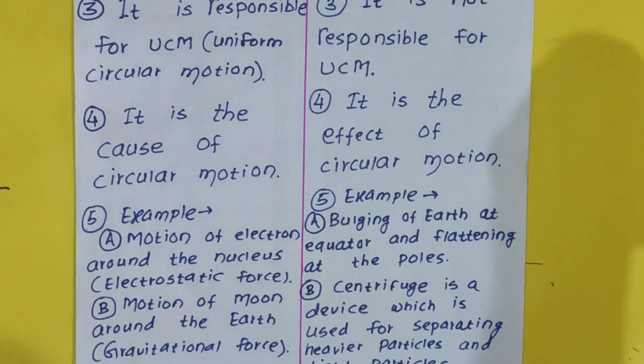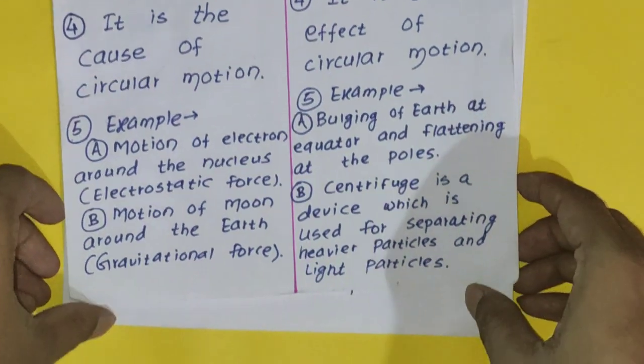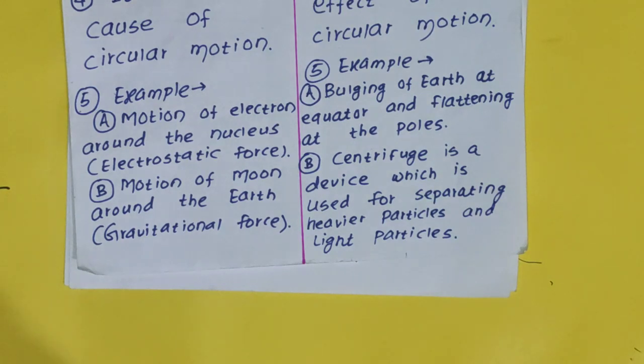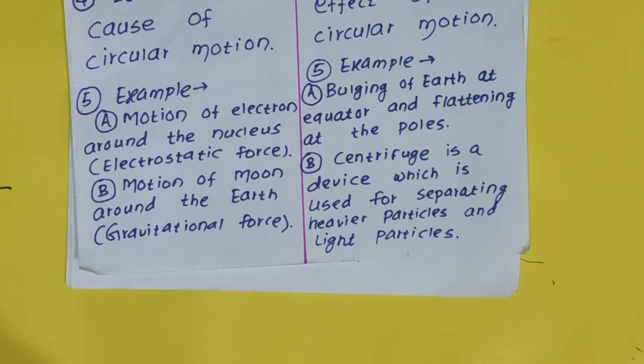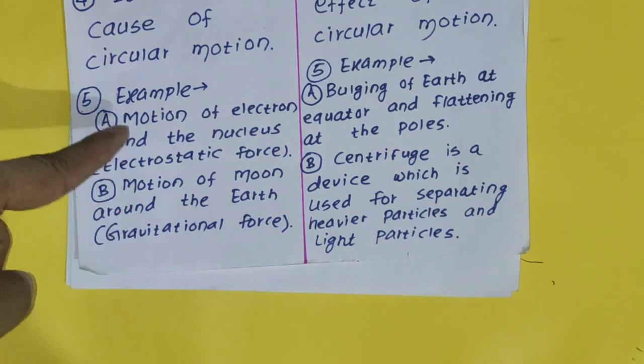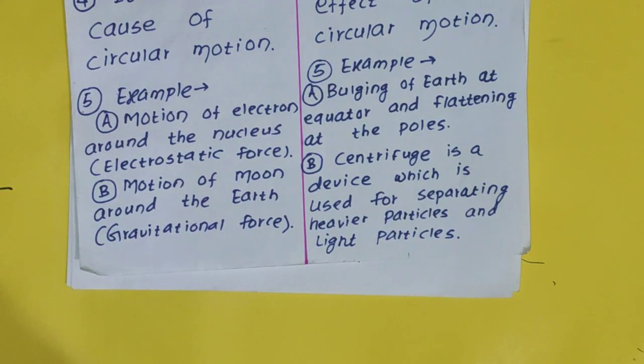So what are the examples of centripetal force? We know that the negatively charged electron revolves around the positively charged nucleus. Therefore, our first example will be the motion of an electron around the nucleus, that is due to the electrostatic force. Second example for centripetal force, the motion of the moon around the earth, that is due to the gravitational force. So both these examples are about centripetal force.